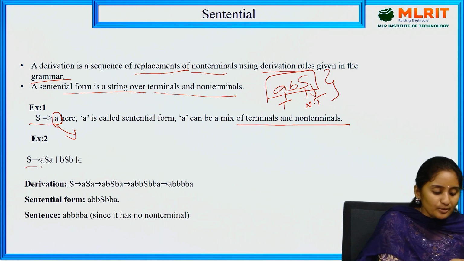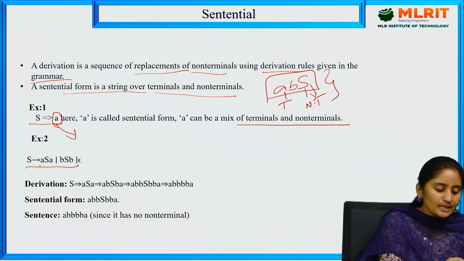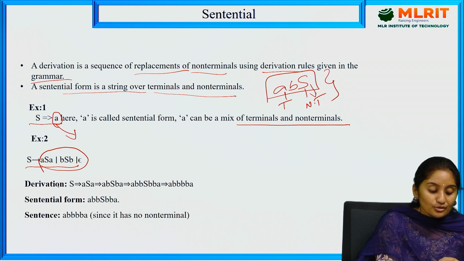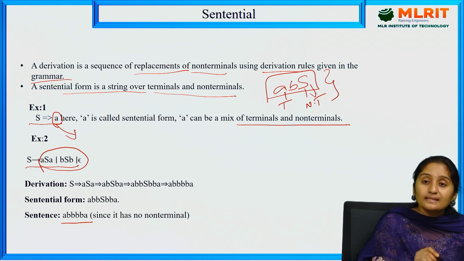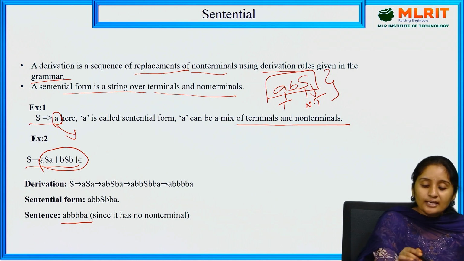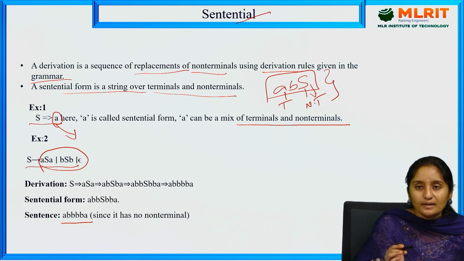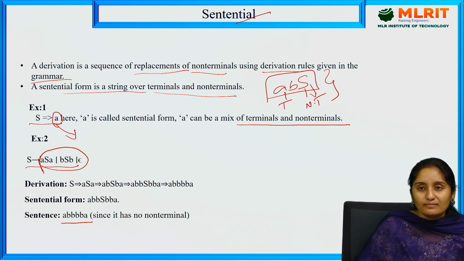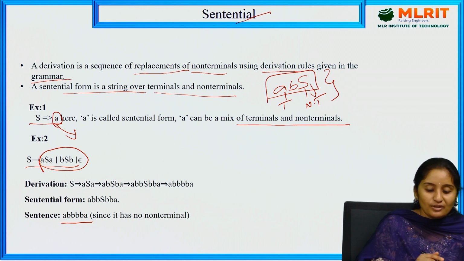See here, for example, S tends to A S A, B S B, epsilon. These are the sententials. So how are we going to derive it? What is the given string? This is the sentence. A sentence consists of only terminals. A sentential consists of terminals and non-terminals, which is present in the rightmost derivation.